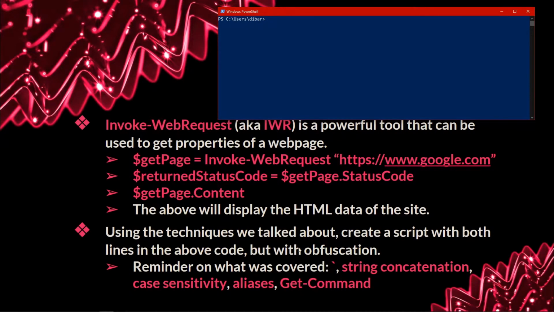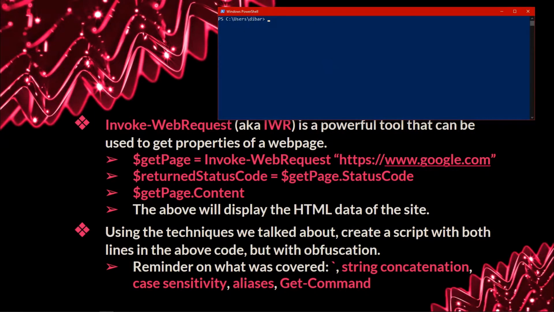So just a reminder on everything that we covered: the backtick, string concatenation, case sensitivity, aliases, Get-Command. I want you guys to do just a simple 3-line script, and I want you to obfuscate the living heck out of it. I'll give everyone 10, 15 minutes. Whenever you're ready, feel free to share it and stream questions.